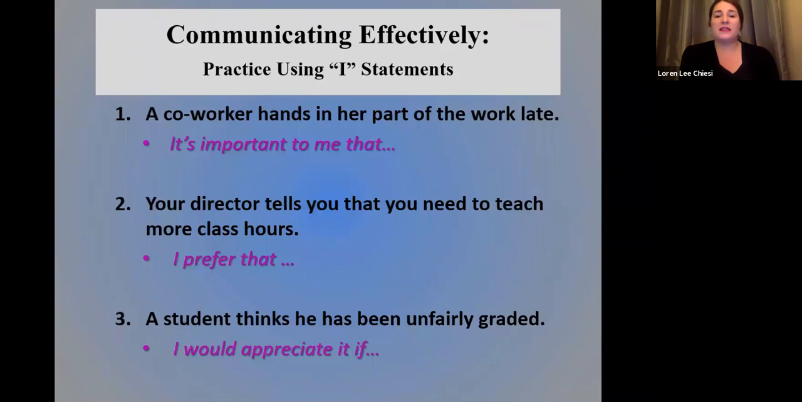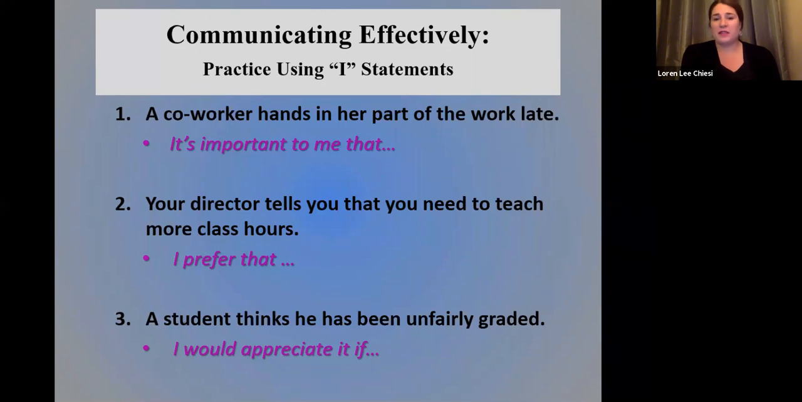A student thinks that he's been graded unfairly. I would appreciate if you could come to my office hours. I prefer that you bring your assignment in so we can discuss it. I see what you're saying and I would like to help you review it. These are all ways that you can start the communication so that the ball is in your court, as we say, and start off with your opinions and your thoughts coming first instead of going to a you statement.